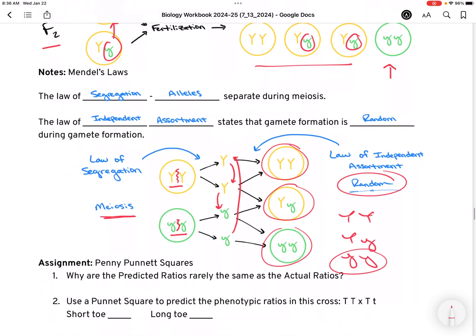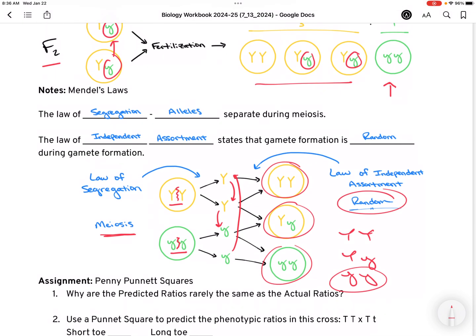Okay? All right, now you're going to model this with an activity. If you have any questions, please come talk with me.